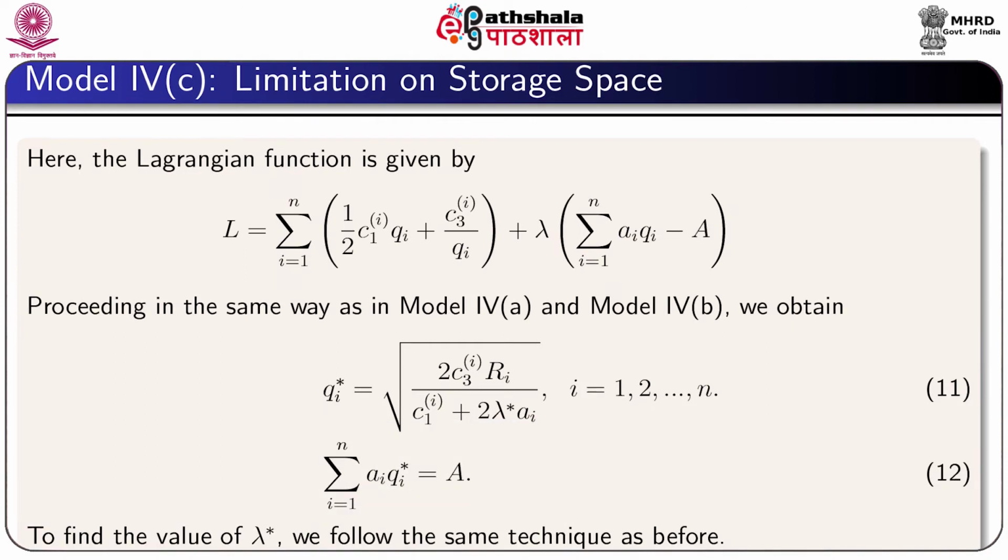In this case, the Lagrangian function can be defined as L equal to summation i equal to 1 to n of half C1i Qi plus C3i Ri by Qi, plus lambda into (sigma Ai Qi minus A). Then from the first order conditions we can find the value of Qi star as root over 2 C3i Ri by (C1i plus 2 lambda star Ai), and that value of Qi star should satisfy the equation given in equation 12.